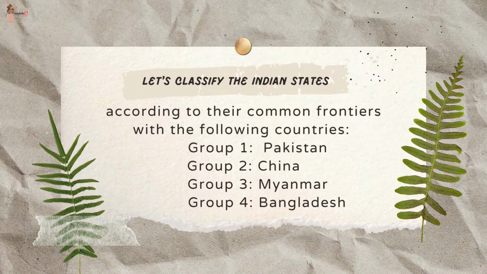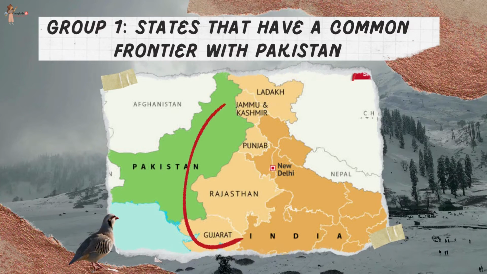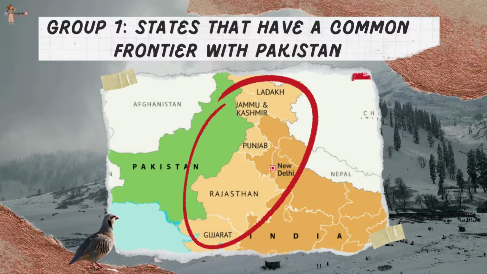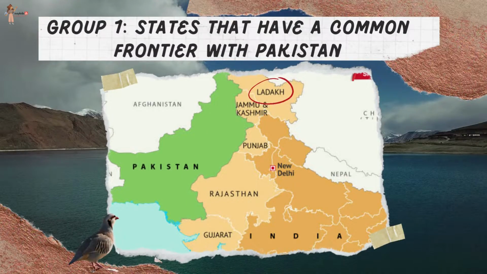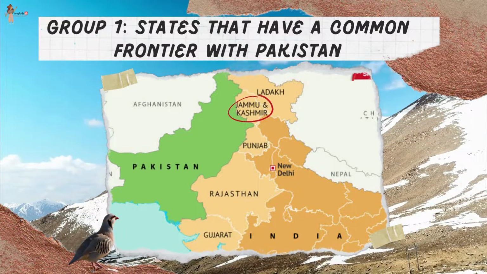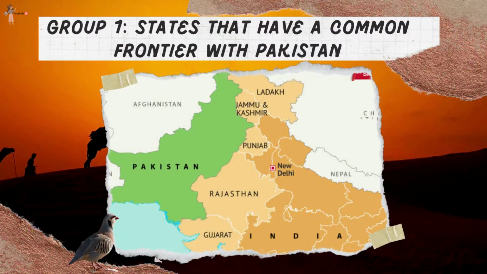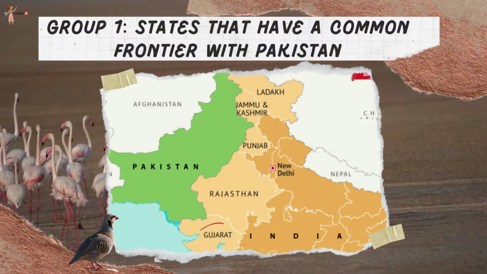Now that we know which countries are India's neighbors, let's classify the Indian states into four groups, each having common frontiers with Pakistan, China, Myanmar, and Bangladesh. There are 5 states that have a common frontier with Pakistan. They are Ladakh, Jammu and Kashmir, Punjab, Rajasthan, and Gujarat.